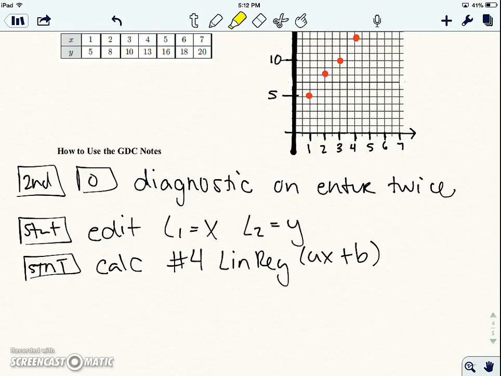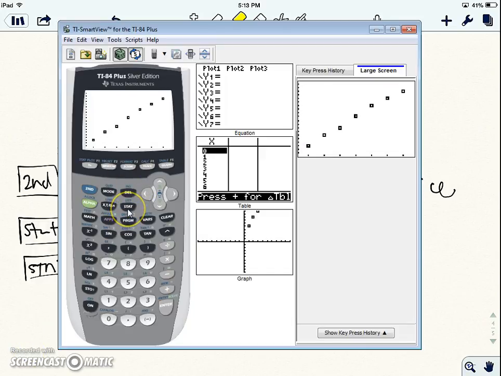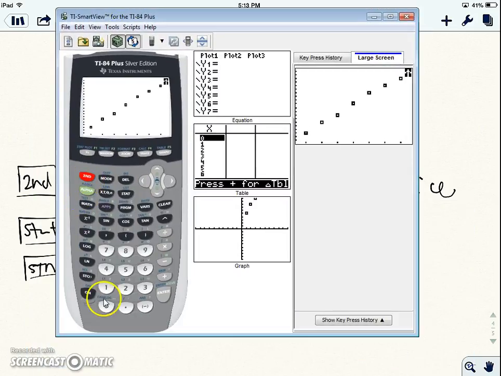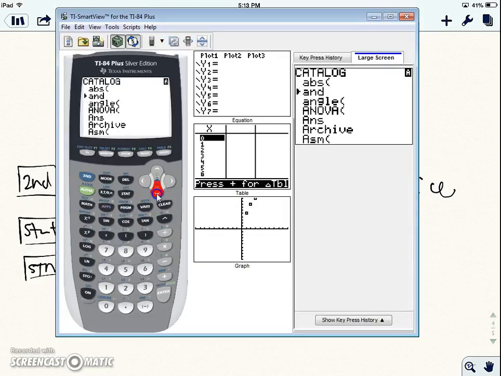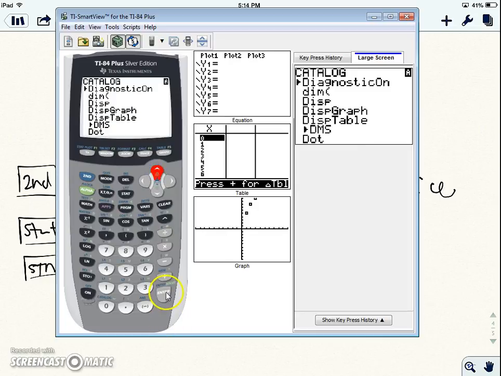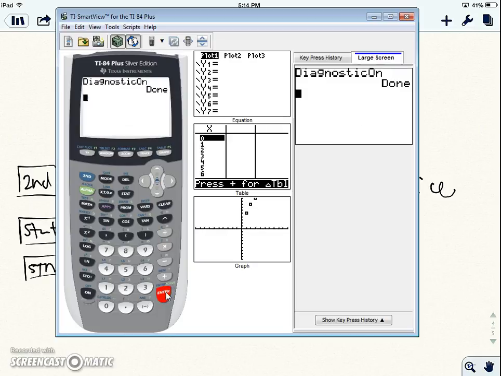I've written down the instructions for you again. We're going to do the same thing again, but this time we need to turn on our diagnostics so that we get the R and the R squared. So we go second, 0, scroll down to the D. It might actually be easier to hit D or E, you'll get closer to it. Either way, you want to find diagnostics on, enter, enter. Now we'll get our R and our R squared that we didn't get before.